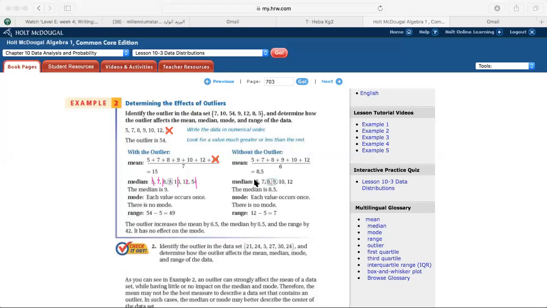The median. Now I have an even number of values, so I will calculate the median as the mean of the two middle numbers: 8 plus 9 over 2. So the median is 8 plus 9 over 2, which is equal to 17 over 2, so it is equal to 8.5.